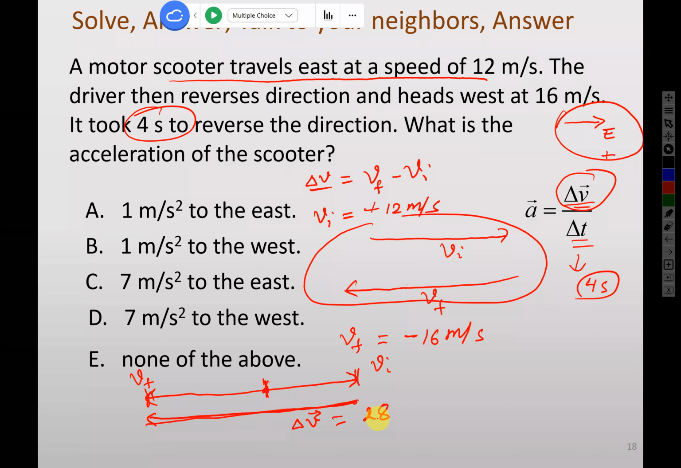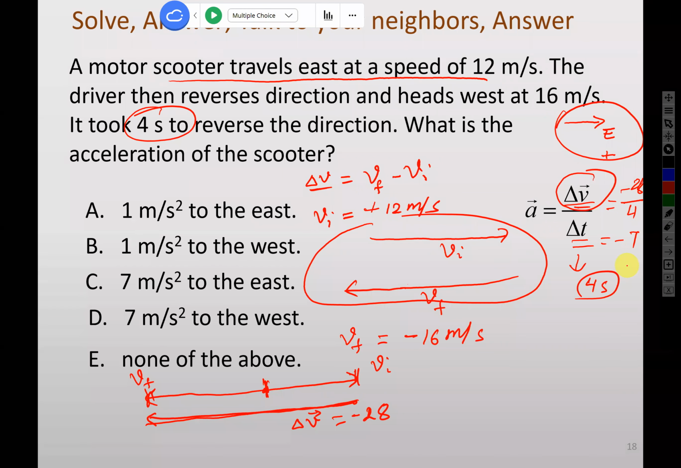Is it positive or negative? Negative. Why is that? Because you're going west, and we had already agreed that west was negative. Yes, exactly. I like how you explained it. Okay, great. So that's negative 28. So that means, what is acceleration? When I bring this negative 28 here and then 4 here, it gives me negative 7.